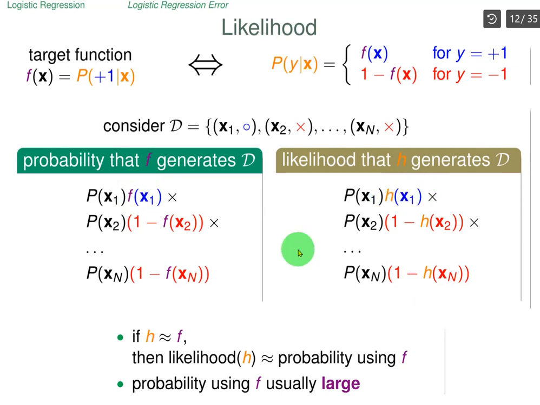Now we ask the question, what is the likelihood that the h is the actual target that generated the data? Or what is the probability of data given hypothesis? By data, we mean the possible values for the y. If our h approximates the target function, then the likelihood of our h will be higher, and will also be equivalent to the probability of using f. And thus we want to maximize the likelihood, the likelihood of the hypothesis being the actual target that generated the data.